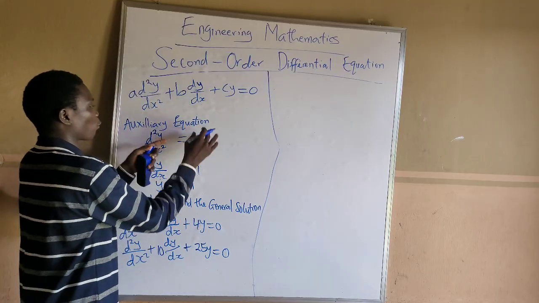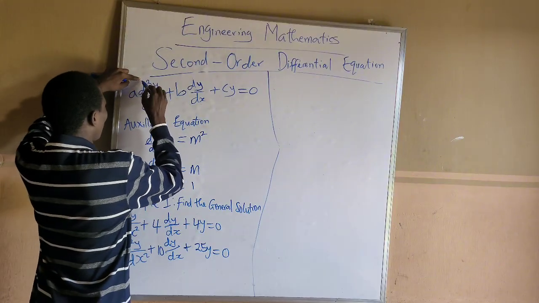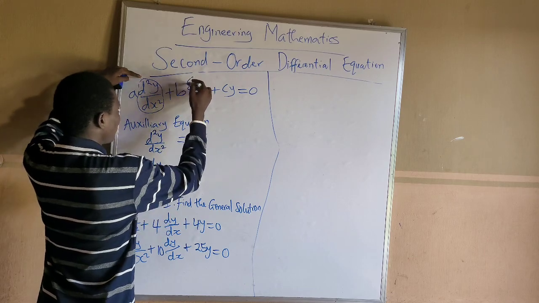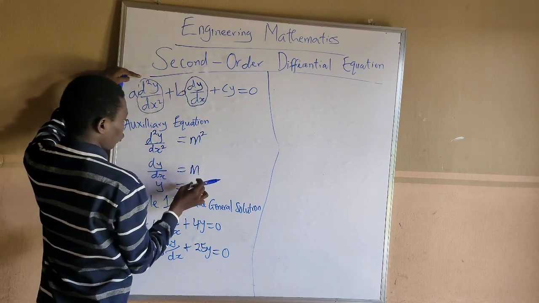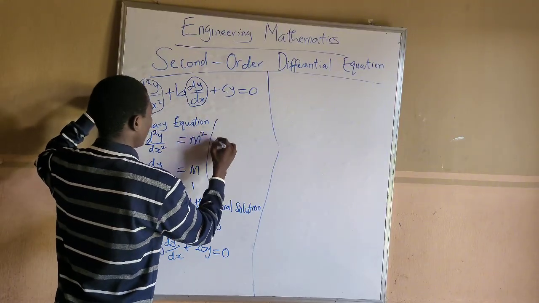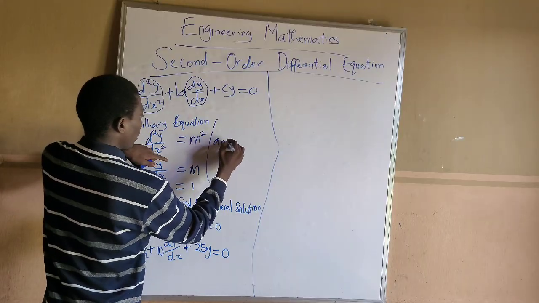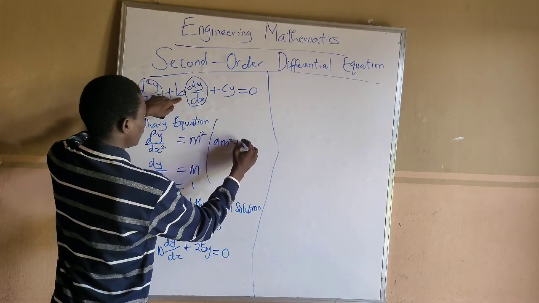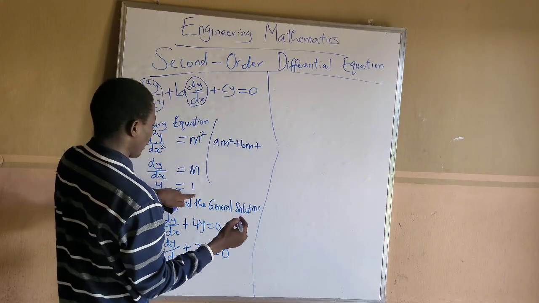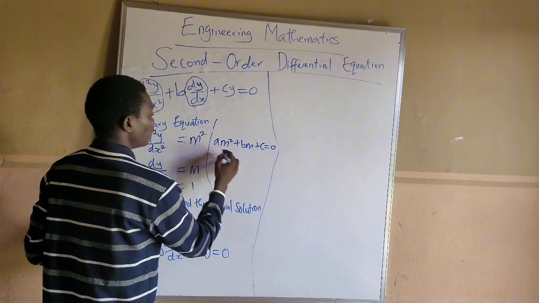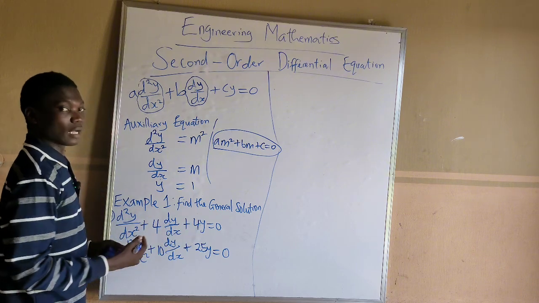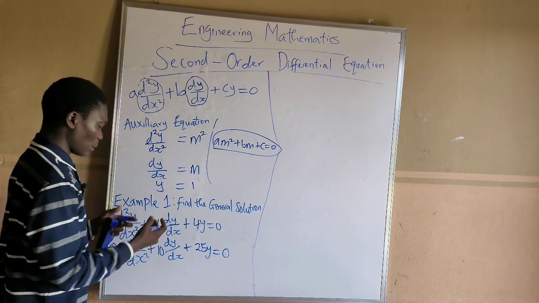So your auxiliary equation will now be, replacing d squared y over d x squared with m squared, d y over d x with m, and y with 1: a m squared plus b m plus c, since 1 times c gives us c, equals 0. This is the auxiliary equation. What this tells us is that before you start solving anything, you need to get the auxiliary equation of any particular problem you are given.